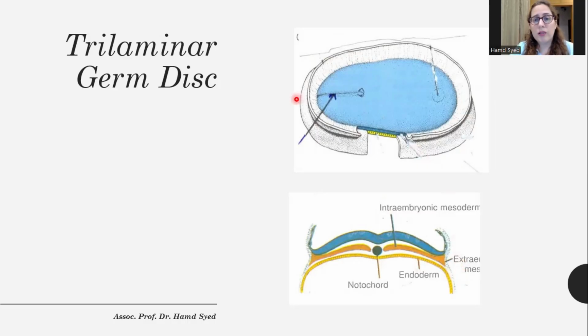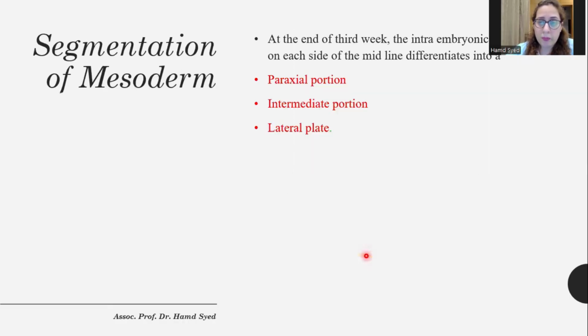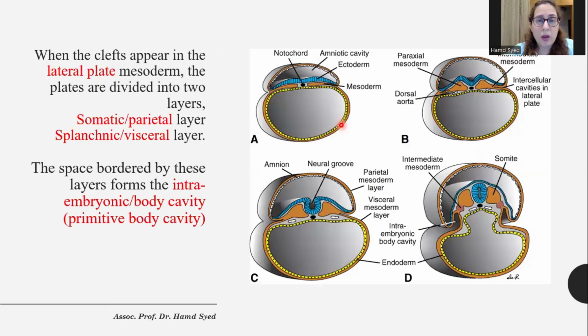So you know that this is the flattened germ disc. This is the beginning of every human being. This is our appearance in the third week of intrauterine life. And if we look at a cross section of this germ disc, we shall see the three germ layers, which are the ectoderm, mesoderm, and the endoderm. And it is the mesoderm which subdivides into three further compartments, that is the paraxial portion, intermediate portion, and the lateral plate.